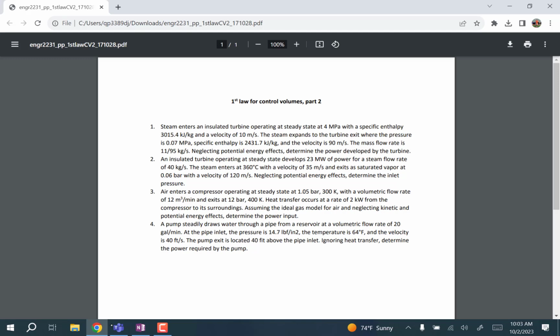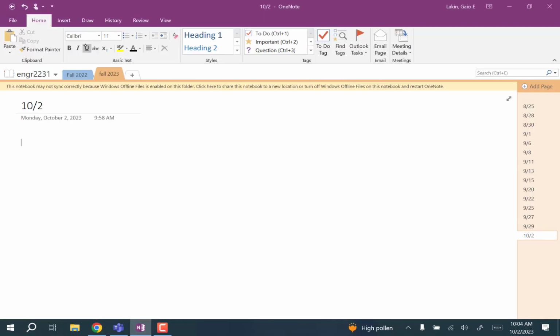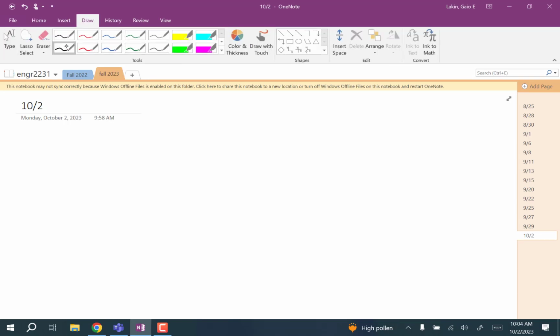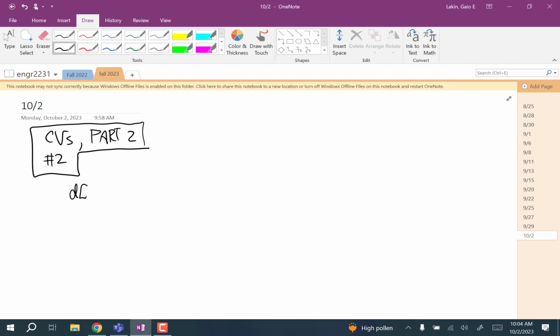All right, so a turbine, any of those 5 device types, we know we're going to be using the differential form of the first law for control volumes. Okay, we're doing the control volume thing. Control volumes, part 2, number 2. And so we start out with this.